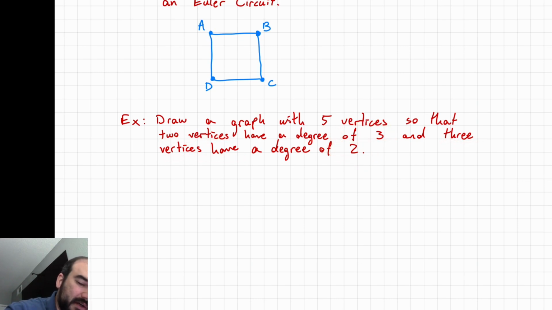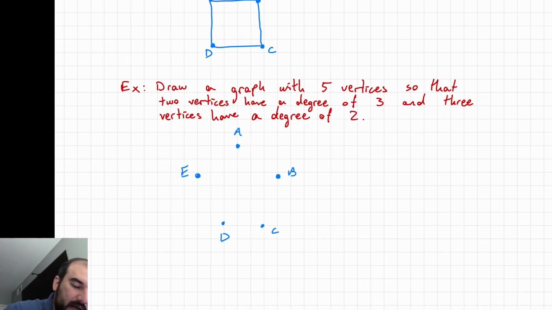So to fit these characteristics, you'd have to draw a graph that has 5 vertices. So you might want to start with putting 5 vertices, labeling them, and then add some edges to this graph so that in the end 2 vertices are going to have a degree of 3 and 3 vertices are going to have a degree of 2.